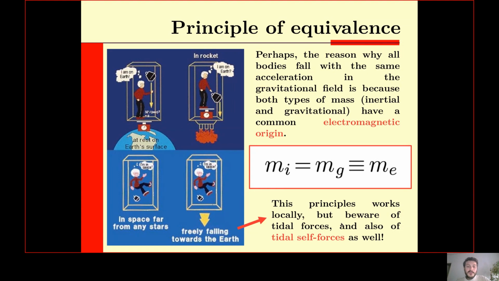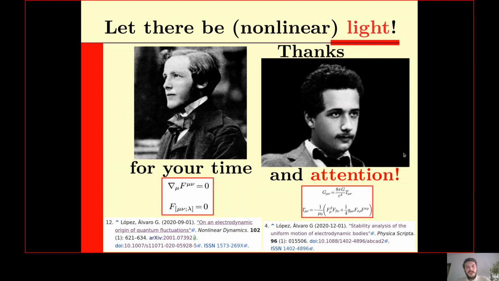But what happens when you have self-forces? You have tidal self-forces, and very strong self-forces. So here we would like to say that the principle of equivalence is good and works locally, but we have to be very careful, because it doesn't work as well if we also take into account self-forces and extended objects in the end. And finally, we also like to draw attention to the fact that perhaps the reason why inertial mass and gravitational mass are the same is just because they are electromagnetic mass. So this is it. Thank you very much for your time and patience.